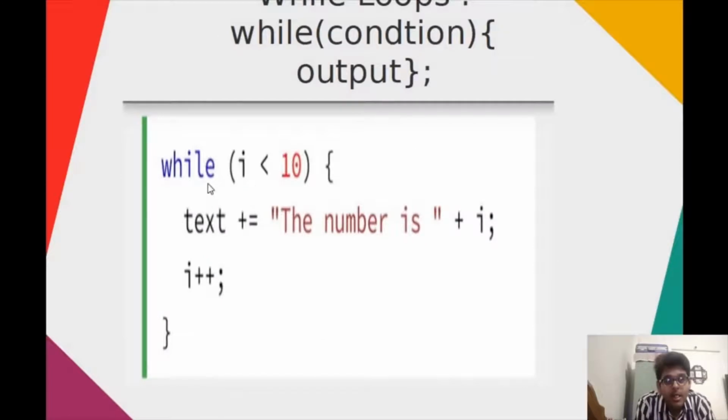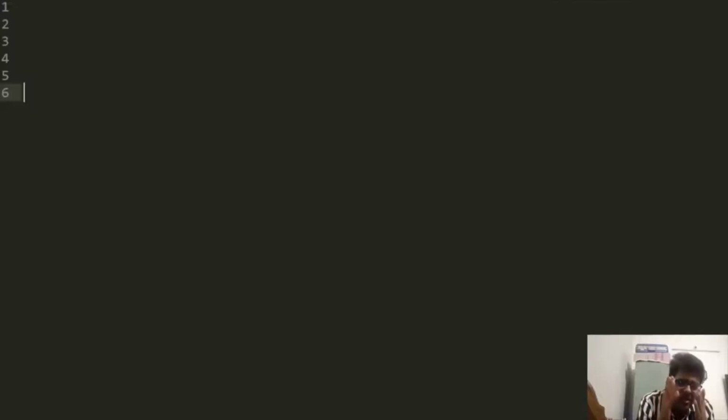Okay, so here's an example. We say while i is less than 10, and then in the main body, in the curly braces, we use the output. So let's start coding our while loop. For this we say let i is equal to 0, and then we use the while keyword, and in the parenthesis we put a condition. So we say while i is less than 10, and then we open the curly braces.